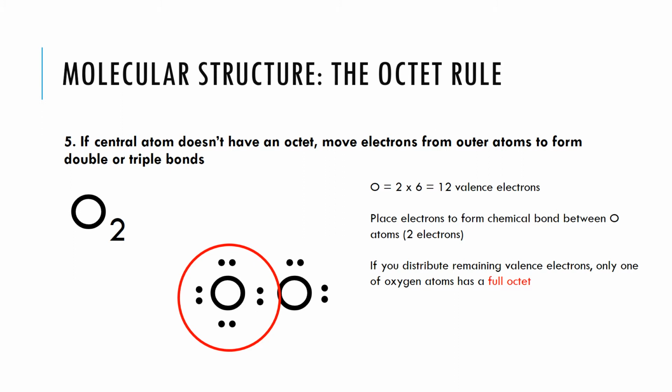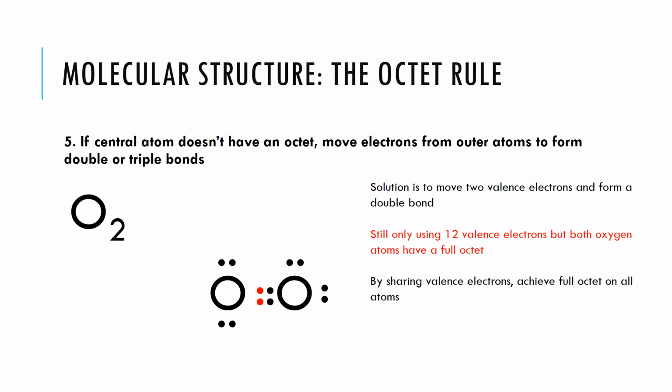We know that we've got to place 2 electrons between the 2 oxygen atoms to form a chemical bond. If we were to distribute the remaining valence electrons, we'd only get a full octet for one of the oxygen atoms there. The other oxygen atom would only have 6 electrons.